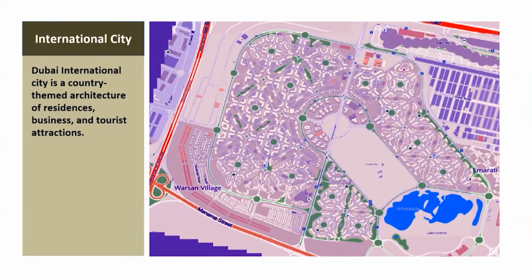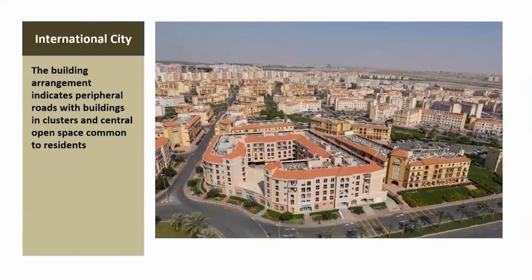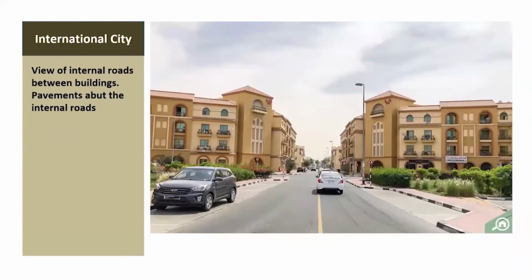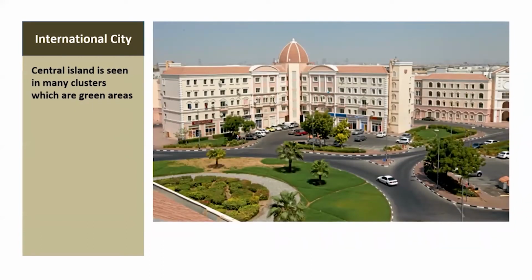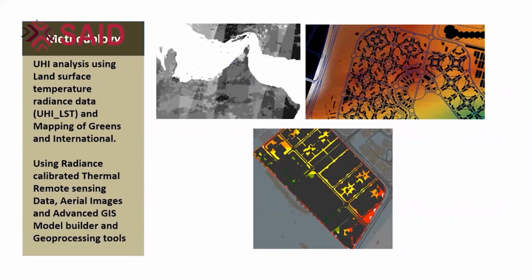The International City, on the other hand, has a different layout where the roads are at the periphery and the buildings are in the central layout, as you see here. The access roads and entry and exit points are separate for each of these clusters. The main difference in both neighborhoods is that there's complete underground parking in Greens, whereas here there's on-site surface parking.